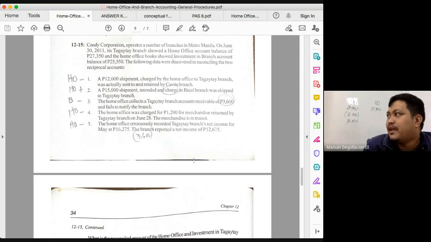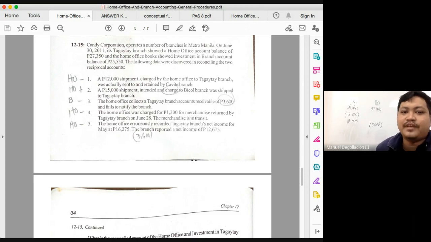Who is supposed to make another entry? It would be the Nova branch. What entry should be prepared? Debit, home office, and credit accounts receivable. Okay, and the effect of that entry is to reduce the home office account. But since that was not done, in our reconciliation, we will have to deduct 3,600.